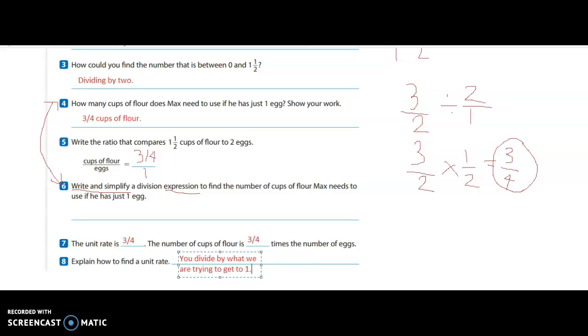If I have 2 cups of sugar and I want to get it to 1, I'm going to divide by 2. It just depends on what you're looking for. So we're just going to leave it at that. Just don't worry about the other parts of that.